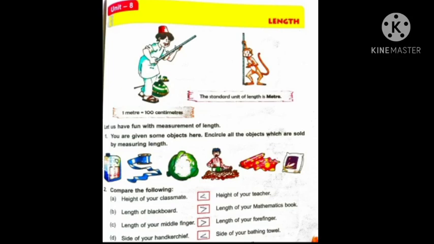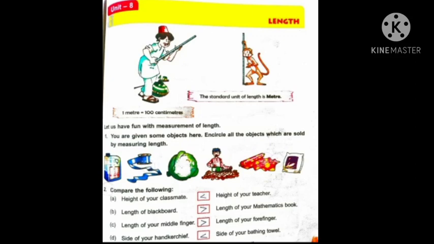See, this one is what? Oil can. This is an oil tin, no children. This one is what? Ribbon. This one is what, children? Cabbage. This one is what, children? Peanuts. Cloth. Rice bag. In these objects, which are sold by measuring length, tell me, children. Yes, it is ribbon and cloth. These two objects you have to encircle. This ribbon you have to encircle, and this cloth you have to encircle. These two objects are sold by measuring length.